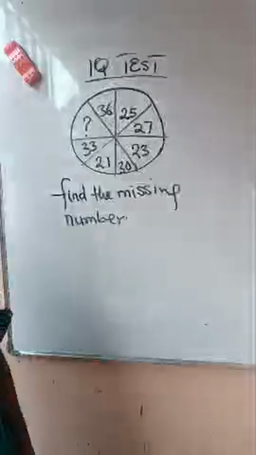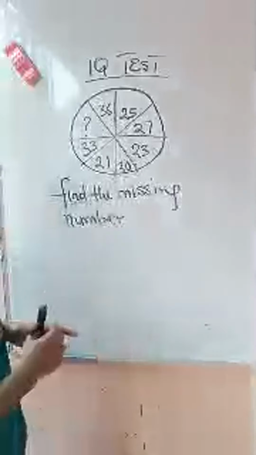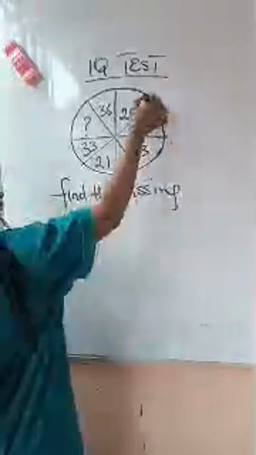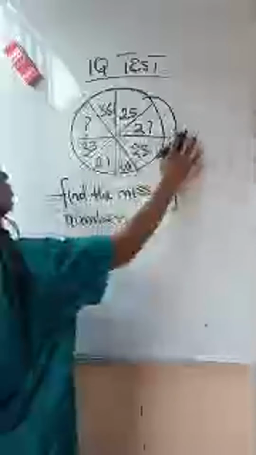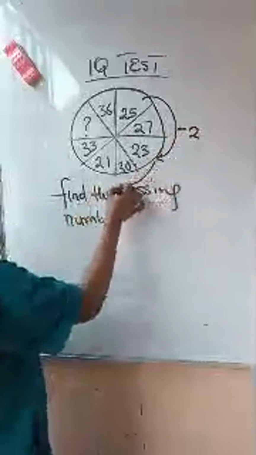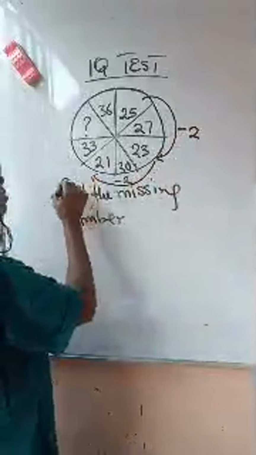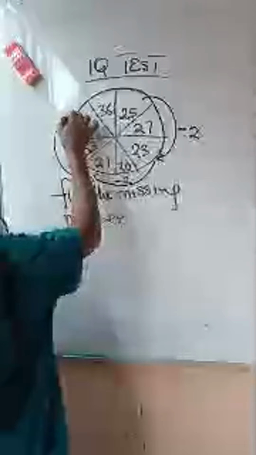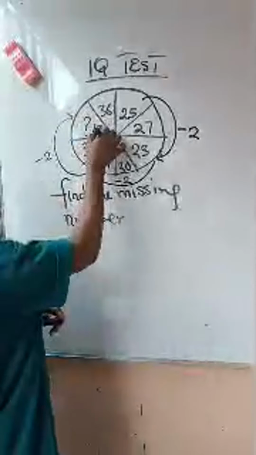It's difficult but easy when you're able to realize that there are two patterns here. Now, the first pattern is we have 25 and 23. We subtracted 2. So from 23 to 21, we also subtracted 2. So from 21 to this, you're supposed to subtract 2 again. And if you subtract 2, you have 19.